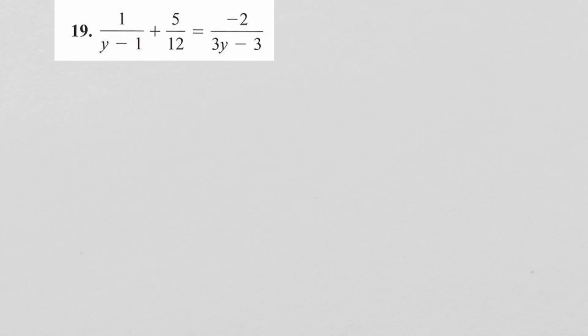Okay, this is factored, but this is not factored. So before I find my LCD, I'm going to factor this. So I'll just kind of draw a line through this, and this is really 3 times y minus 1. So now my different factors are 3 and 12, where the LCD between those is 12, and y minus 1. So my LCD is 12 times y minus 1.